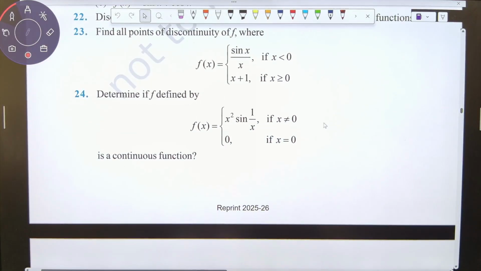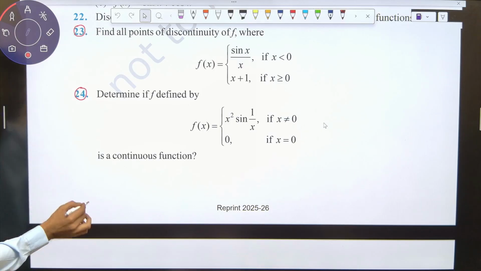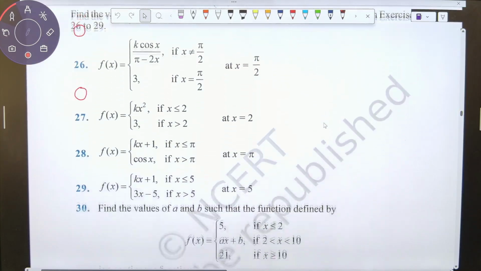Question number 23 is the most important question of this chapter. And 24 number, after that, I think the chapter is over. Acha, 25, 20. Arre, wah.